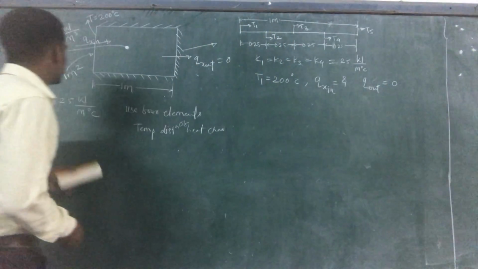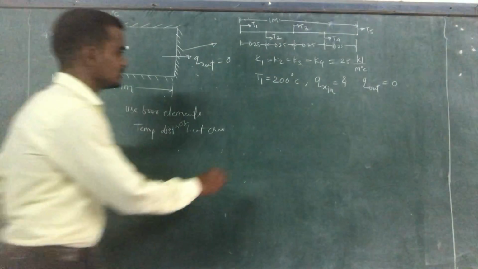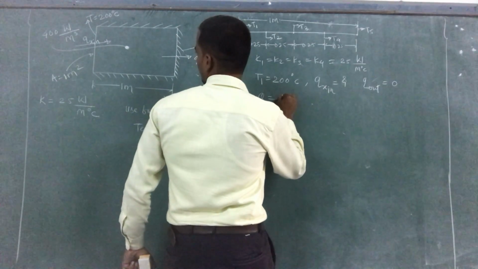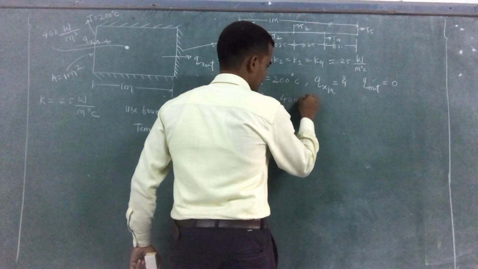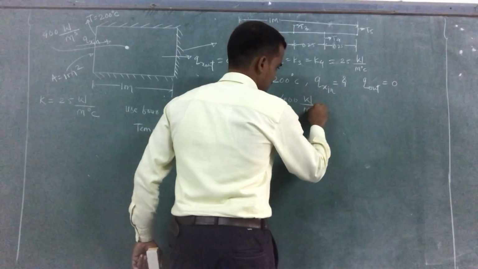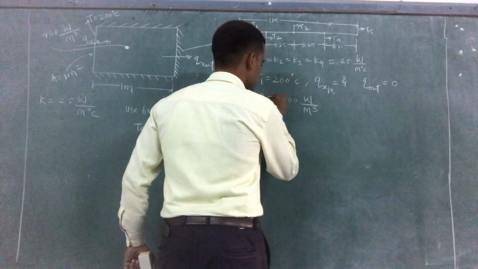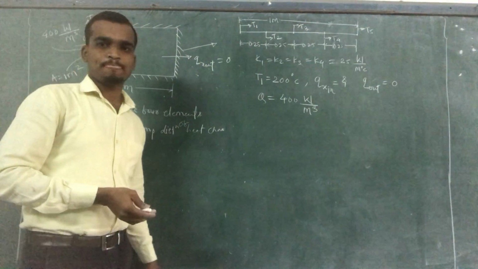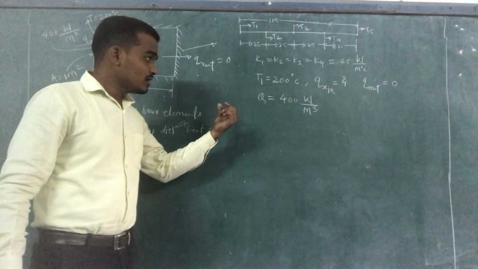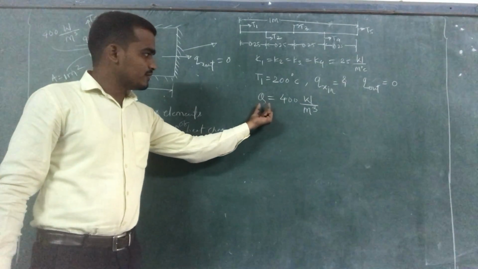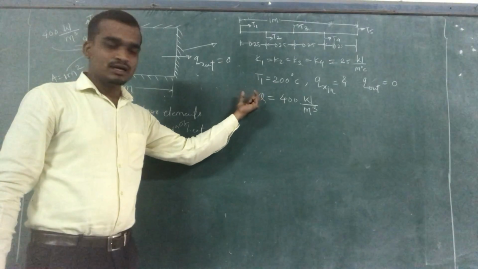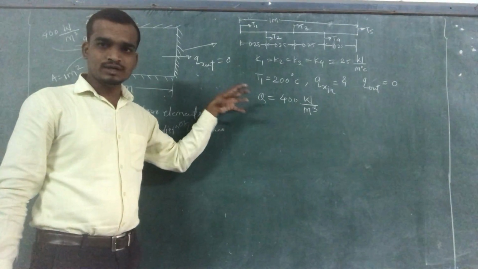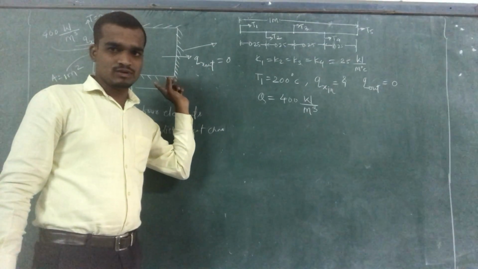Next, heat generation rate. Now, capital Q is given. Heat generation rate, capital Q, is given equal to 400 watt per meter cube. Now, we need to find out the load vector due to heat generation. In the previous problem, we had taken this heat generation Q value equal to 0. Why? Because there was no heat source or heat sink mentioned in that problem.